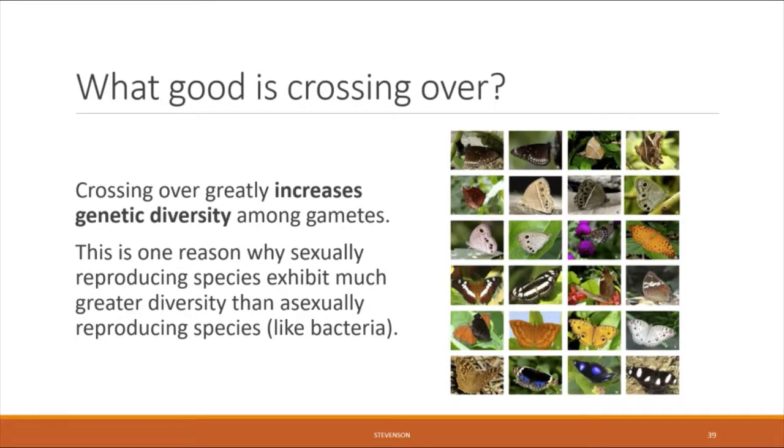And I just want to take a moment and answer a question that might be on some of your minds, which is, why does crossing over happen? Why does this phenomenon of homologous chromosomes exchanging genetic information occur in the first place? What good does it do? How does it benefit organisms for this thing to happen?